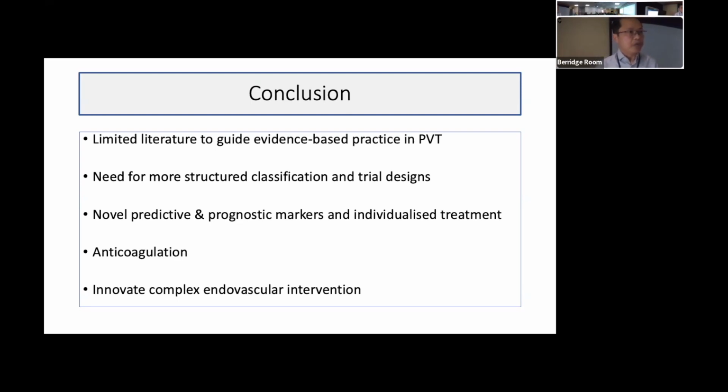And I think the majority will require some degree of anticoagulation, low molecular weight heparin. I think there is a wide scope to further innovate the endovascular approach, whether transhepatic or transsplenic, to make it more durable and also safer and more effective for the patient.